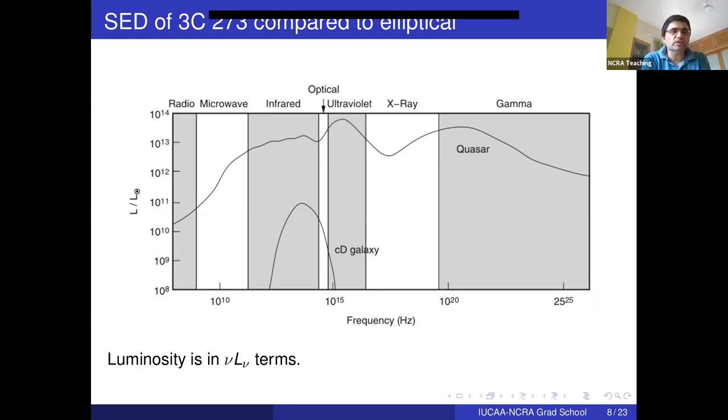And you compare that with the power of the sun in the same frequency band, with the power of the sun also integrated in a similar way. Just like you have a flux density, which is watts per meter square per hertz, you have a luminosity density, which is watts per hertz. And here you have a true luminosity, you remove that hertz by integrating out. And as you can see, all the way from radio to gamma, the quasar is much, much brighter than the CD galaxy that is also shown here.